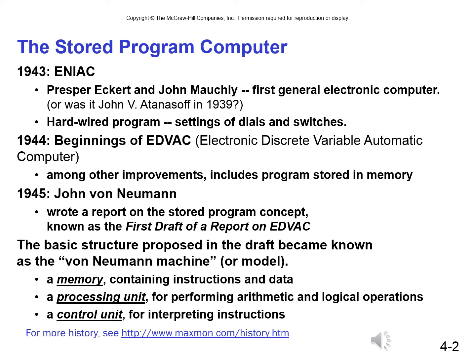And in his paper, he proposed a von Neumann machine or von Neumann model consisting of a memory that contained instructions and data, a processing unit that performed arithmetic and logical operations, and a control unit that interpreted these instructions.